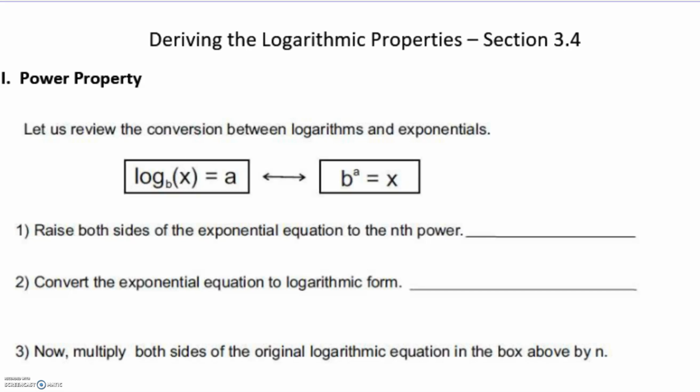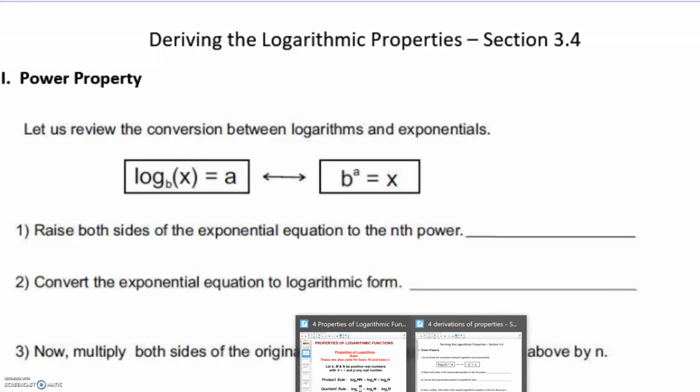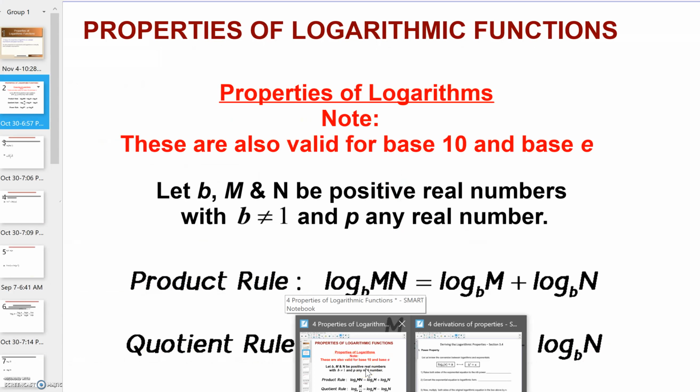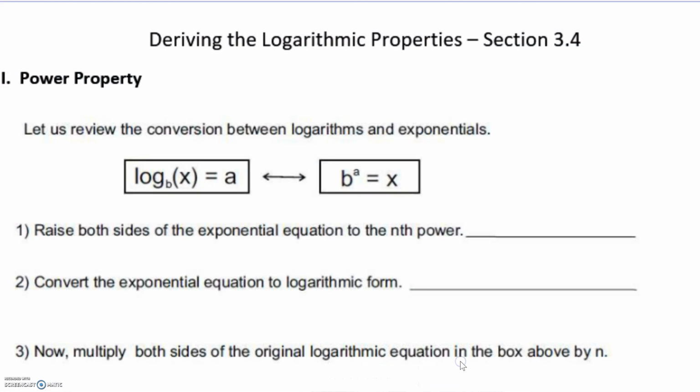Welcome back. It's time to start on section 3.4, properties of logarithmic functions. You'll need a couple of things for this video. First of all, you need this worksheet entitled Deriving the Logarithmic Property, section 3.4. And then you will also need your note packet, and we're on page 22 of that. But we are going to start over here on the separate worksheet. So get that out and ready to go, and we'll get started.